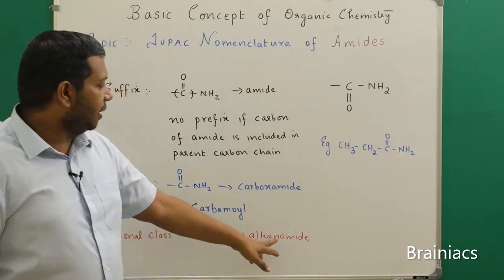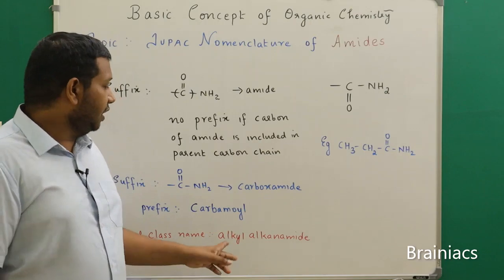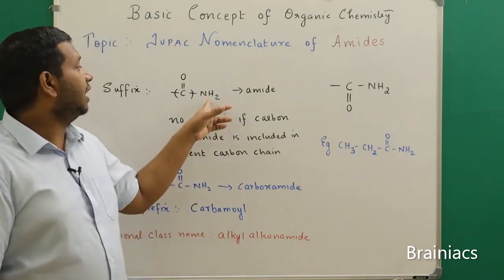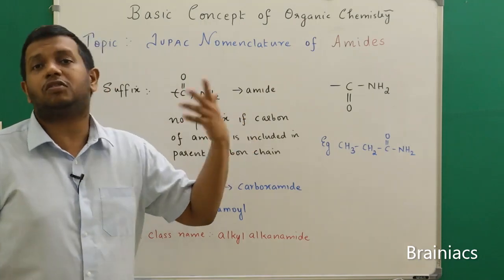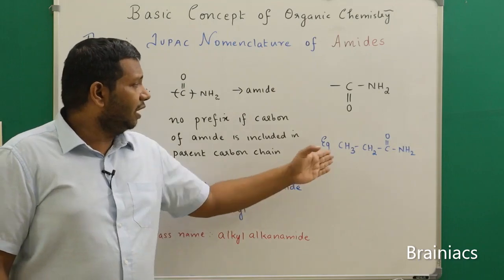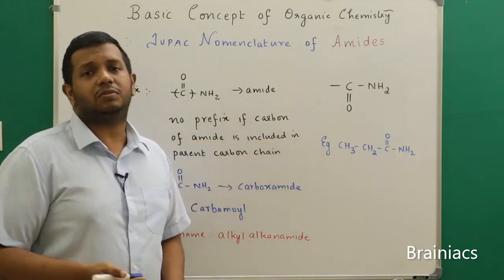So here amide is the suffix. Alkan is the parent carbon chain. How many carbon atoms are there? This alkyl is optional. It will come only sometimes, when one of the H of NH2 is replaced by a methyl group. Understood? So let's start with one example, then you will understand this more easily.